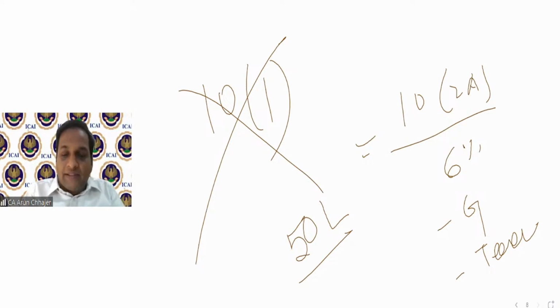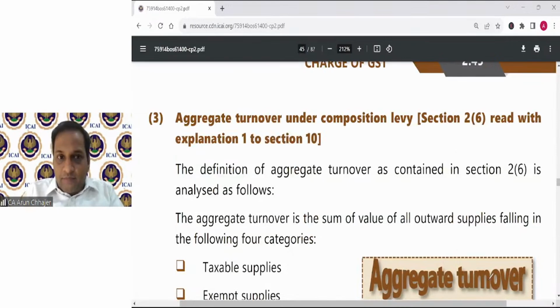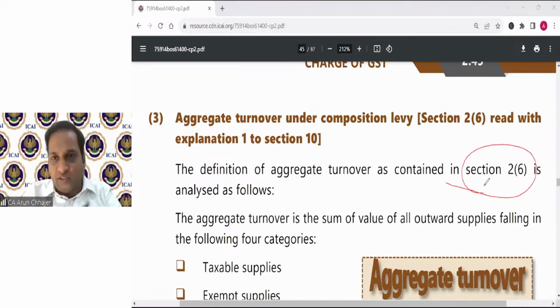Now we come back to the discussion of aggregate turnover. Let me go again to the analysis part: aggregate turnover under composition scheme, along with explanation. Slightly important, so that is the reason we are discussing. The definition of aggregate turnover is given in section 2 clause 6. We all know that the definition has been given in section 2 clause 6.